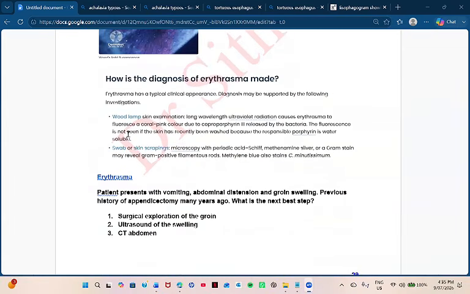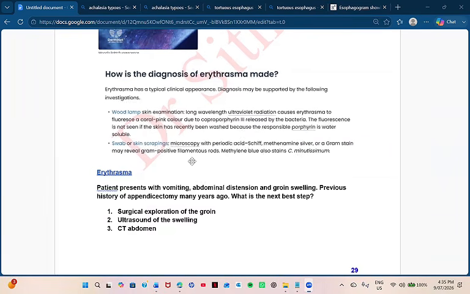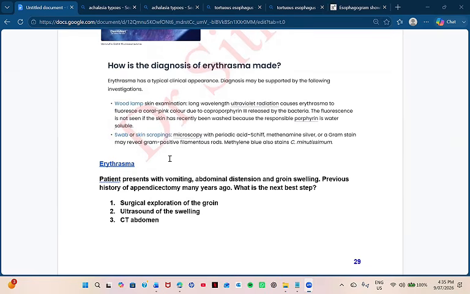Okay, so how to diagnose with a Wood lamp? Now, skin examination: the long wavelength ultraviolet light causes erythema and a coral pink fluorescence due to the chlorophyll released by the bacteria. Then swab or skin scraping under the microscope with periodic acid-Schiff, and methenamine silver or Gram stain may reveal the Gram positive filamentous rods. And this is C. minutissimum, right?